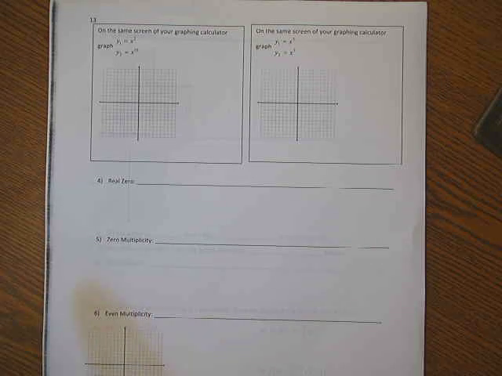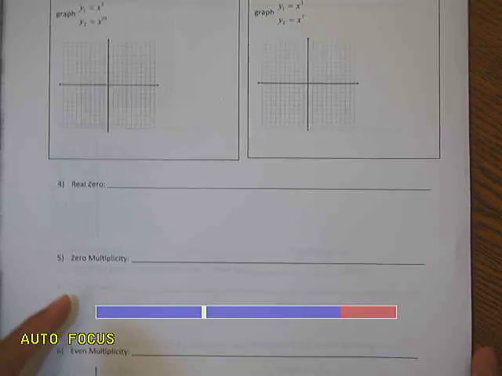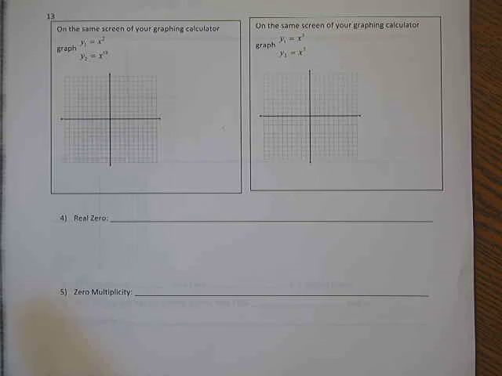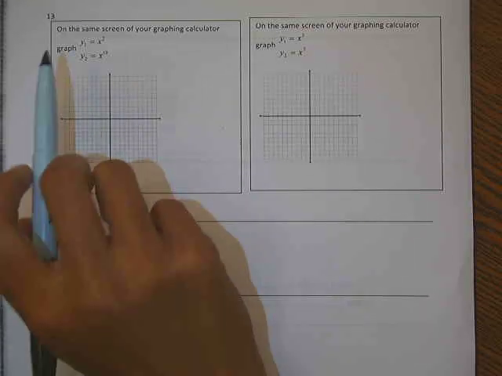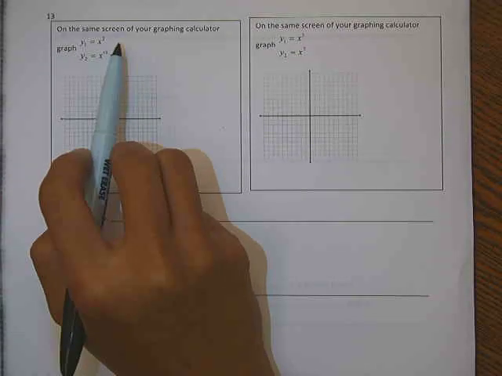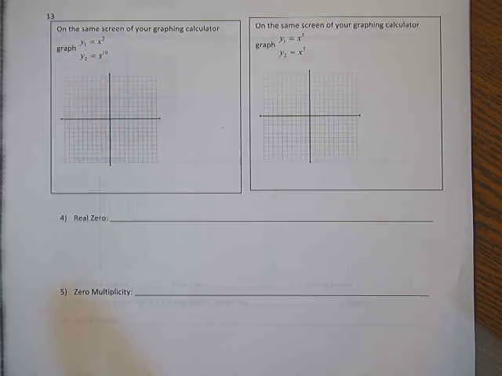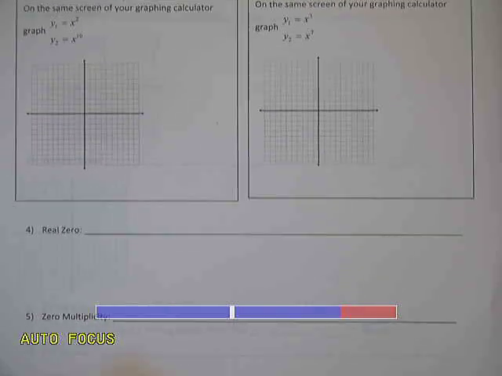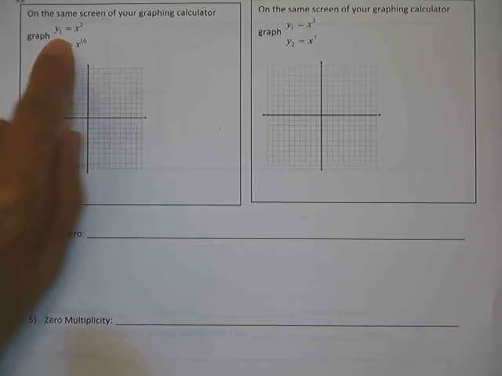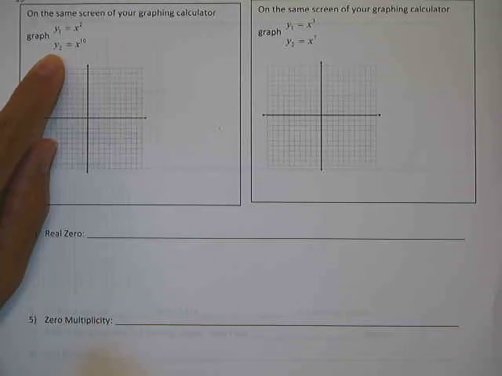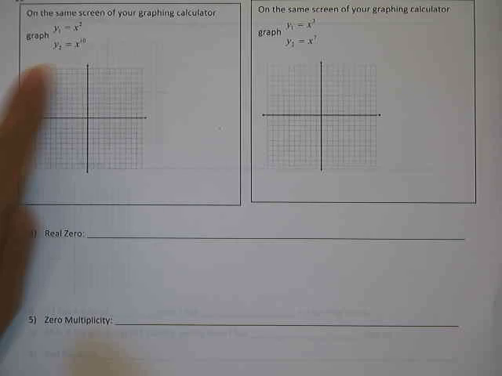So before we start, why don't you go grab your calculator? Because this is the part where you're going to have to do on your own. On the same screen of your graphing calculator, I would like for you to graph both. Let me zoom in. Y sub 1 equals x squared. Sketch that out right here.